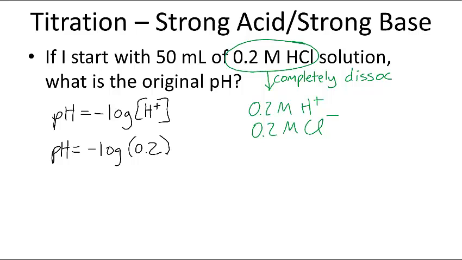All right. Negative log of 0.2 is... All right, so that's my initial pH. That's where I would be starting out in this titration. Really low pH. Makes sense. We have a strong acid, relatively concentrated.